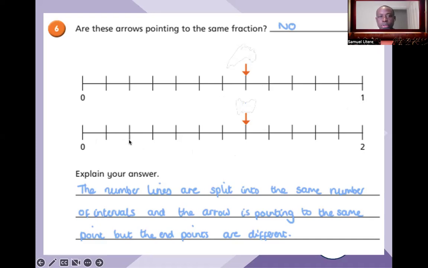So going up in 2s. Each interval will be worth 2 over 12, or we can simplify it to be 1/6. So that will be 1/6, 2/6, 3/6, 4/6, 5/6, 6/6. All right, and then 7/6. So they do not represent the same fraction.